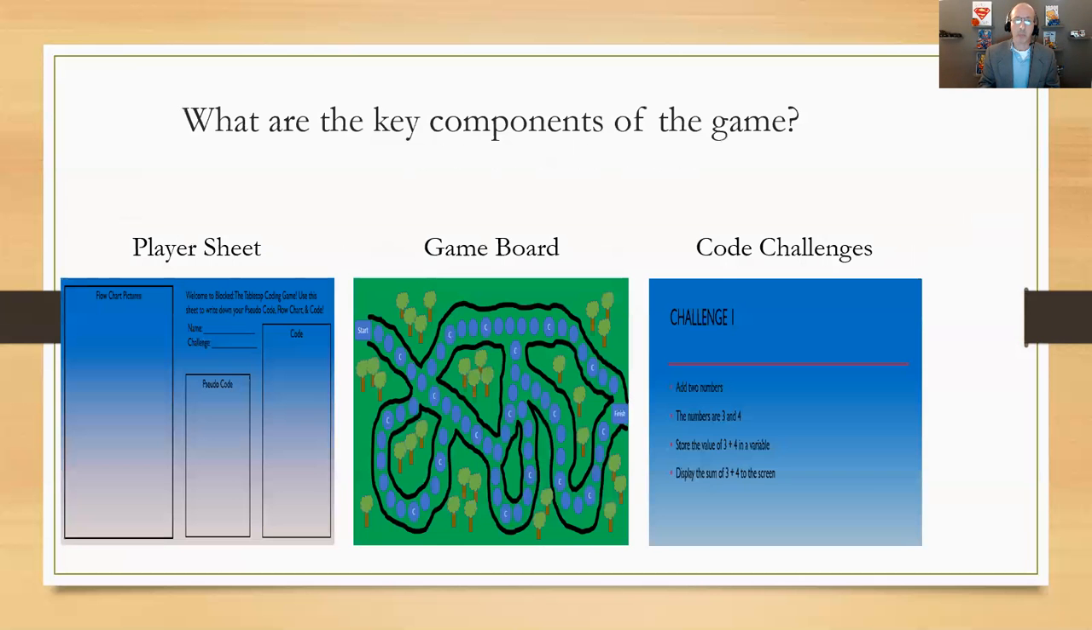So let's go forward. What are the key components of this game? There's a player sheet, a game board, and there's a code challenge. Now there are some additional elements that we need to become aware of, and so let's talk about them all in time. Make sure that you see in your printout that you have player sheets, at least one game board, and code challenges. For my program here, there are actually 48 different coding challenges.